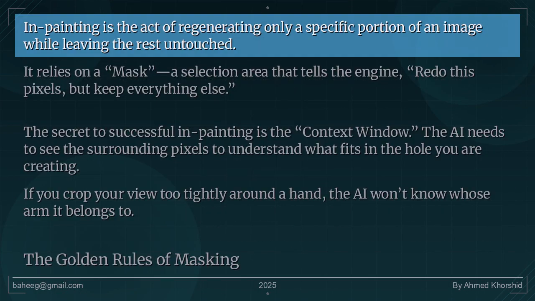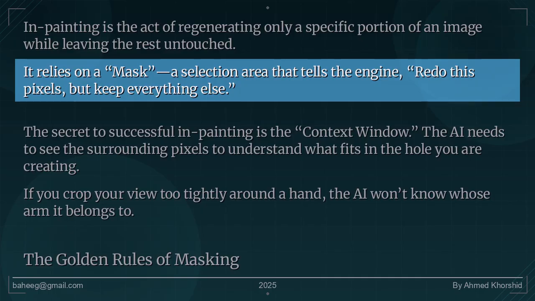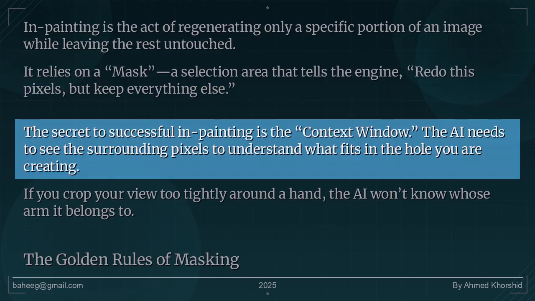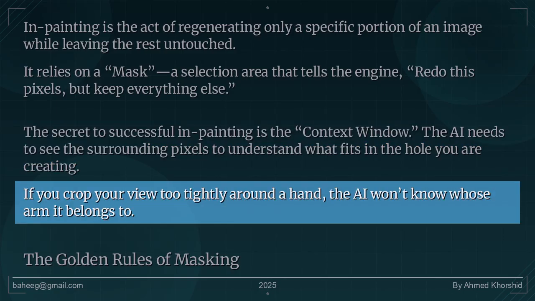In-painting is the act of regenerating only a specific portion of an image while leaving the rest untouched. It relies on a mask, a selection area that tells the engine, redo these pixels, but keep everything else. The secret to successful in-painting is the context window. The AI needs to see the surrounding pixels to understand what fits in the hole you are creating. If you crop your view too tightly around a hand, the AI won't know whose arm it belongs to.